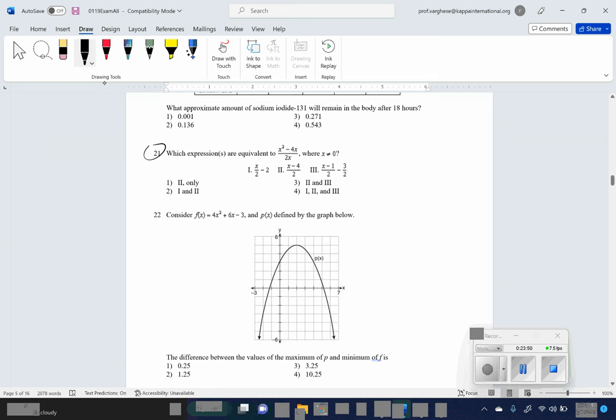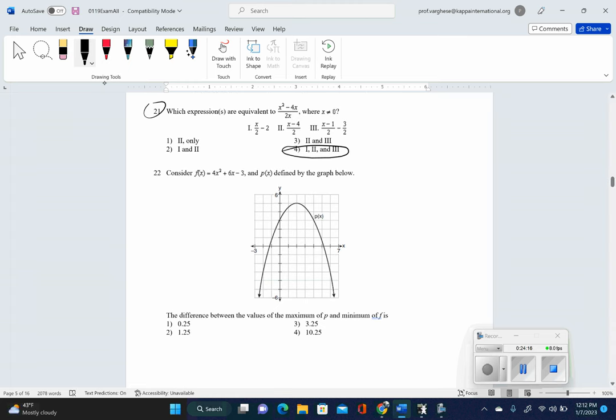21 is calculator. Equivalent, right? Plug this under Y1, Y2, Y3, Y4. See which ones are the same. Okay, I am not going to do this for you because I've been doing enough plugging for you. So you should be doing that yourself, and you should be able to see that 1, 2, and 3 are all equivalent. So the correct answer is 4. Okay, please plug this in yourself and do it.